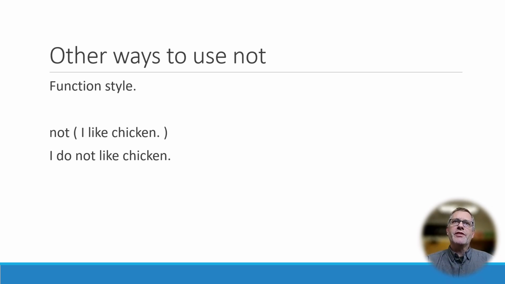So the first thing I could do is something called a function style, where I could use not as a function, just like you would in an algebra class or in programming. And I could say not and put in parentheses, I like chicken. That's equivalent to writing I do not like chicken.